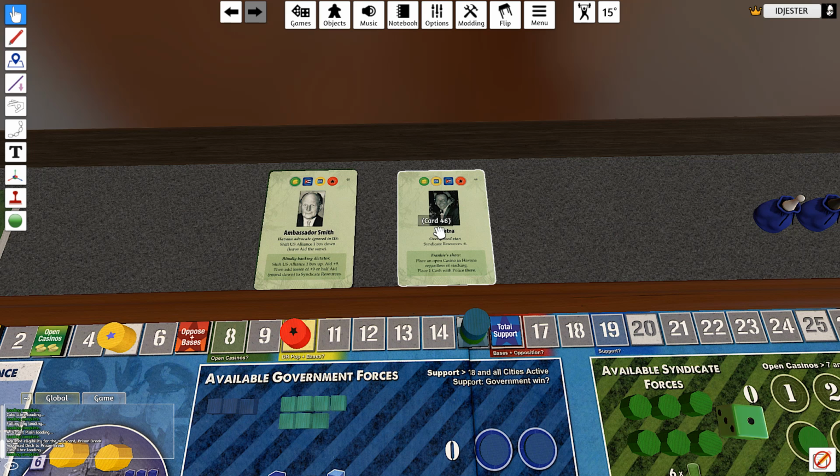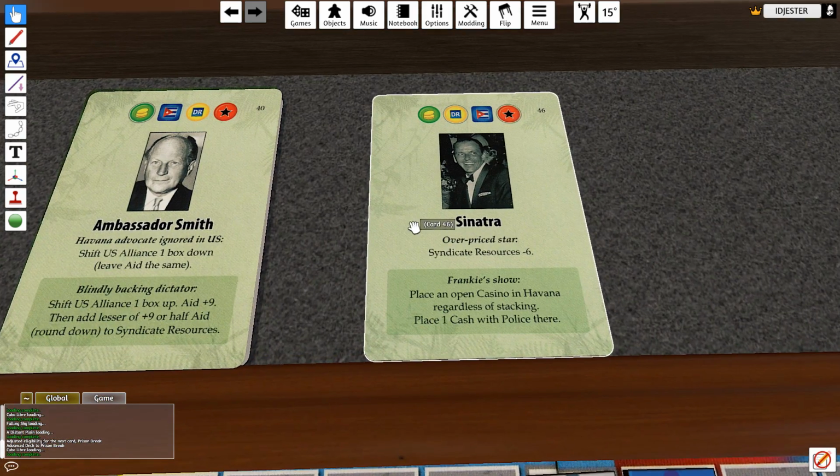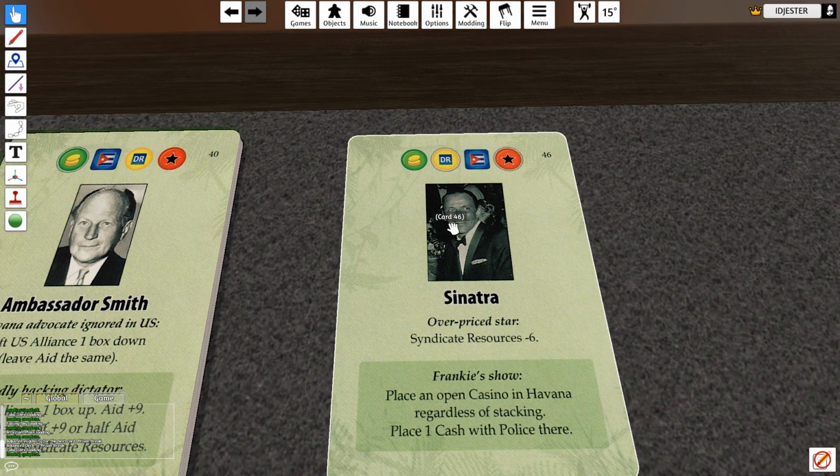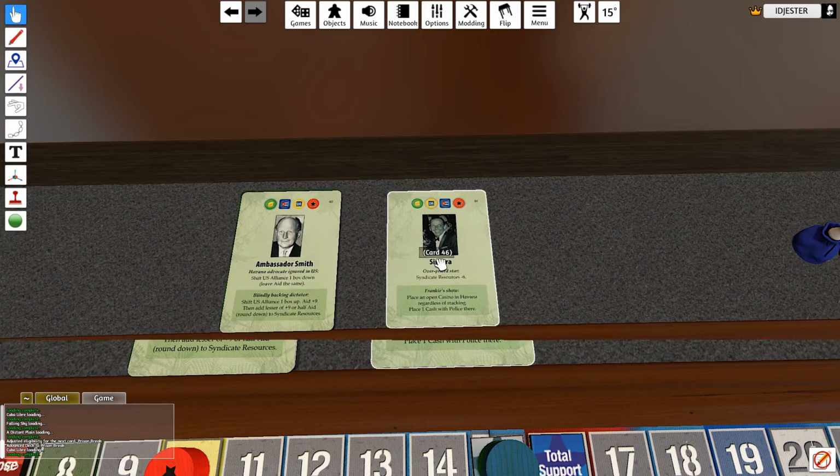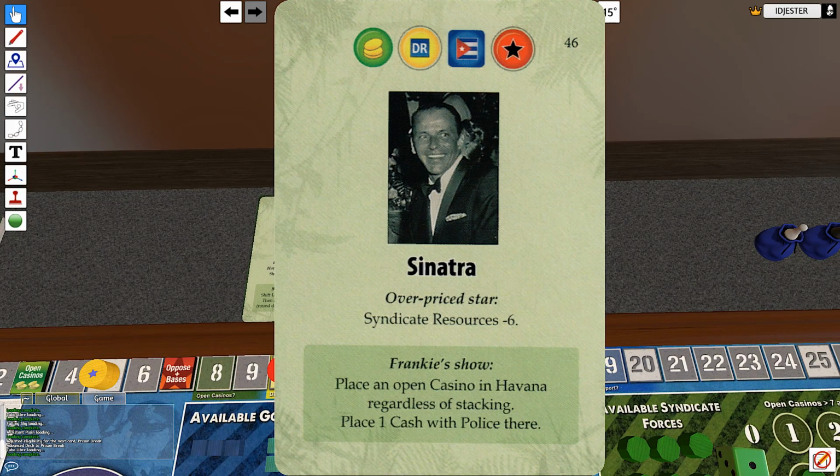So both players will have a chance to see what's going to happen this turn and what's going to happen in the next turn, or have a pretty good idea of what's going to happen. So let's look at each of these cards here. And I can actually mouse over this and bring it up so it's nice and big on your screen.